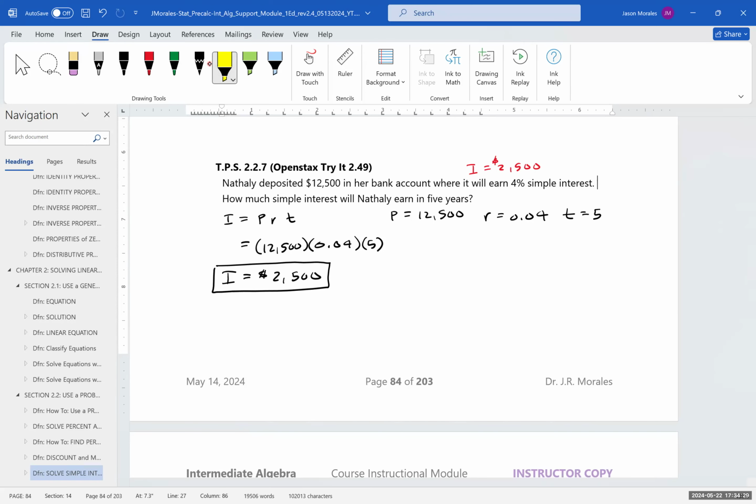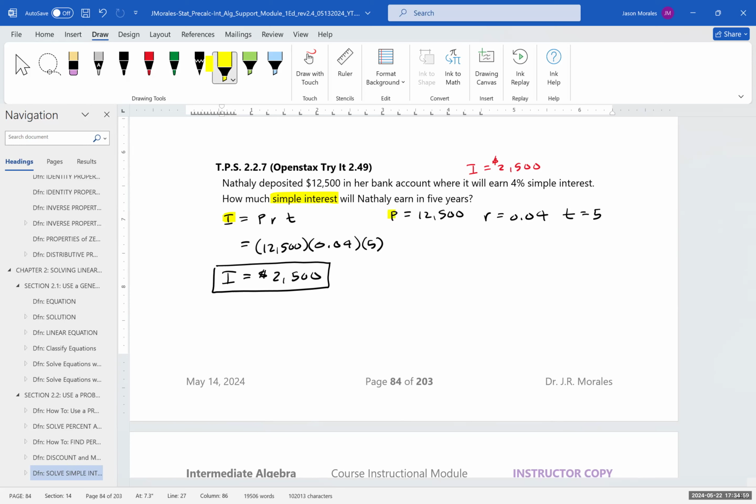Okay, so let's look at the first of three of these think, pair, share activities. So this is about Nathaly depositing $12,500 in her account, where it will earn 4% simple interest. How much simple interest will Nathaly earn in 5 years? So trying to solve for I in this formula, I equals PRT.